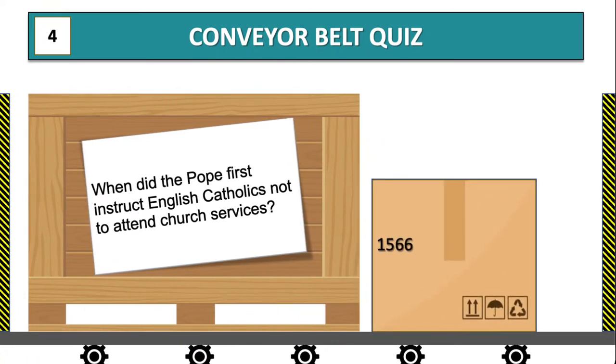Then we've got the Pope instructing English Catholics not to attend church services in 1566. That links to an answer someone gave early on, didn't they, about Catholics worshipping in private rather than going to church. Yes, that's it. So the recusancy. If you're a recusant, you worship in private essentially and don't turn up. But this is really important. This 1566 is a turning point because it's the first time we see the Pope interfere and meddle in English religious affairs, which puts Elizabeth on the back foot.